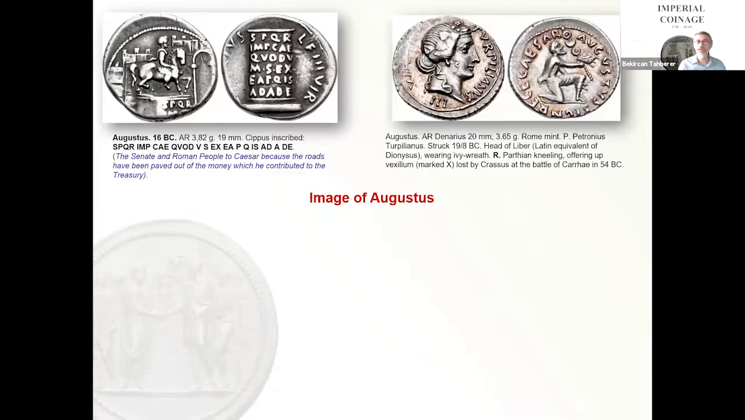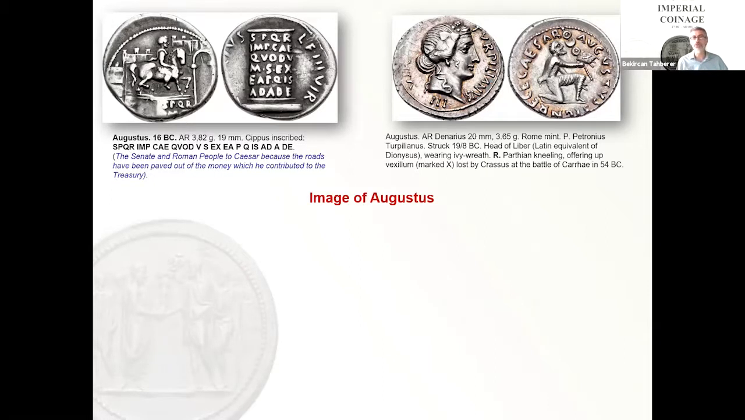Another piece of propaganda here. In the 1st century, the Parthians captured the Vexillum of the Roman army, and it was a shame for the Roman army. That shame had to be erased. It had to be eradicated. And Augustus thought it was extremely important for him to retrieve the Vexillum. And he did.